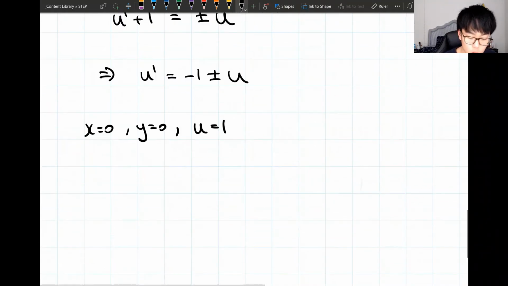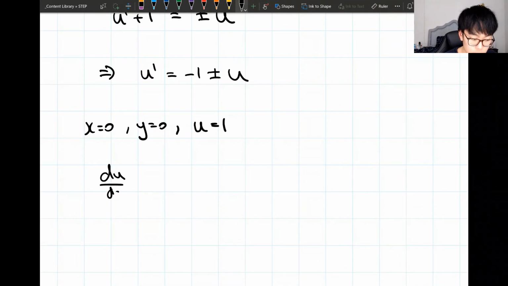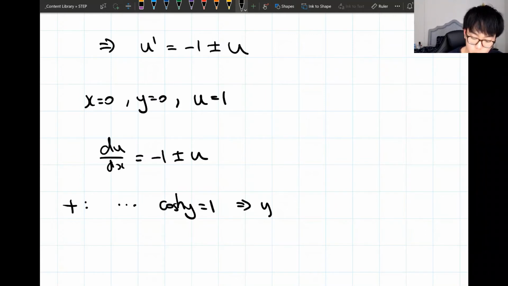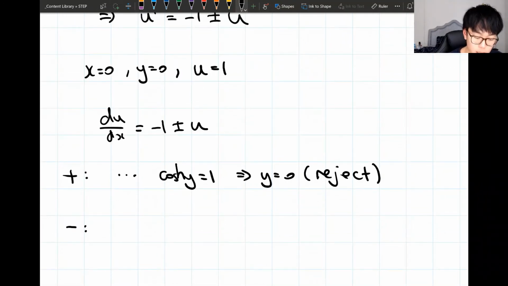Okay? And so we have du by dx is equal to minus 1 plus or minus u. Oh, so the one that we're going to reject is going to be the one that is when it is positive. The reason being that if you do work it through and use the boundary condition, you're going to find y is equal to 0. I won't go through it, but if you let it be positive, you will find after some algebra cos y is equal to 1. This implies that y is equal to 0, but we want to reject that one. And so we're going to consider the negative.